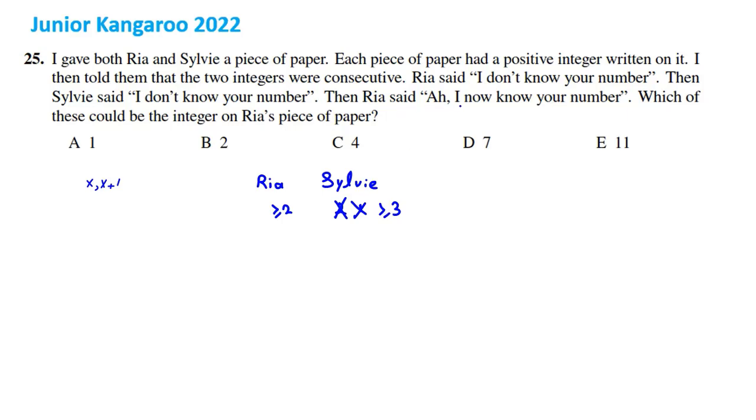Then Ria said, oh, I know your number. So it means what? If Ria has 2, she knows that Sylvie has 3. If Ria has 3, she knows that Sylvie has 4, because Sylvie cannot have 2. If Ria has 4, then it's 3 or 5. So Ria has 2 or 3. And it says, which of these could be the integer on Ria's piece of paper? 2 and 3 are possible, and in the choices we have only 2, so the answer is B.